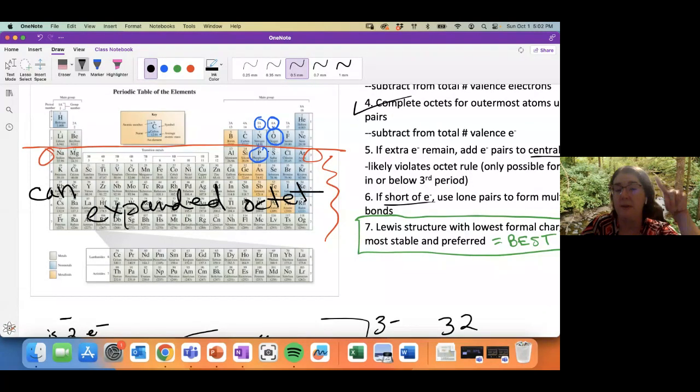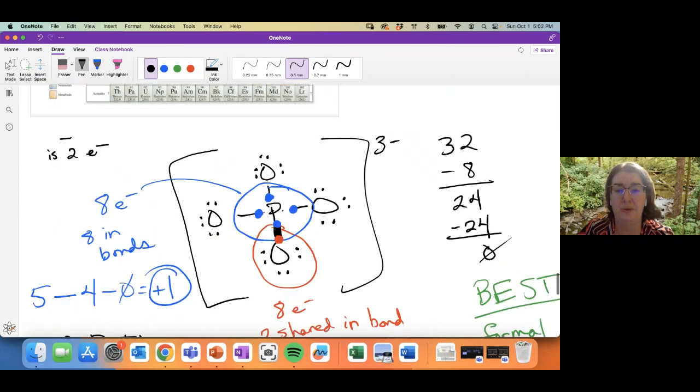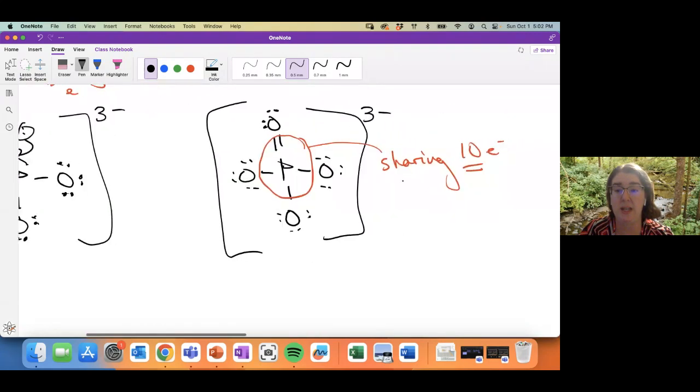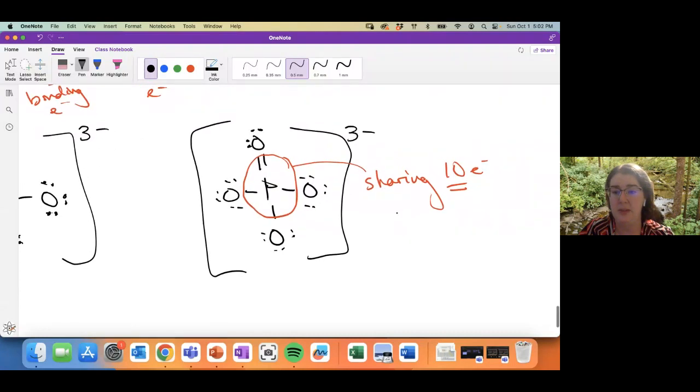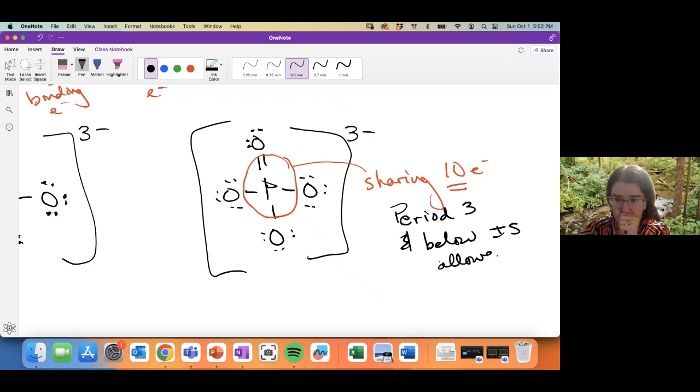So can't do it. But we have phosphorus. Phosphorus can have an expanded octet, so we are good to go. So this thing I drew that has sharing 10, this is the period 3 and below is allowed.